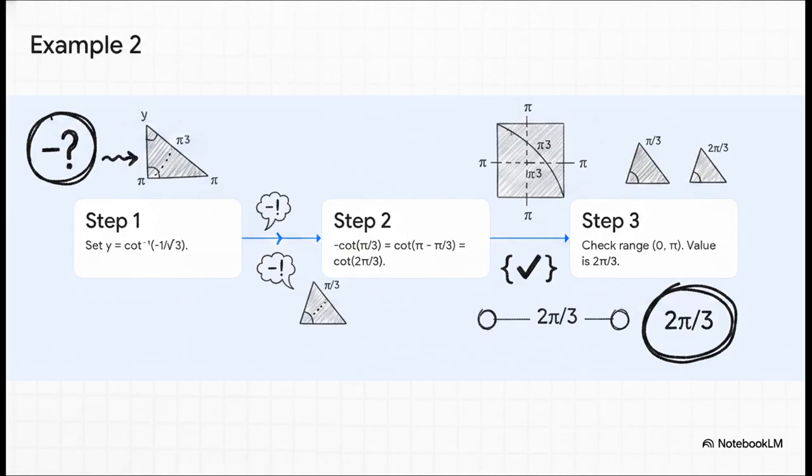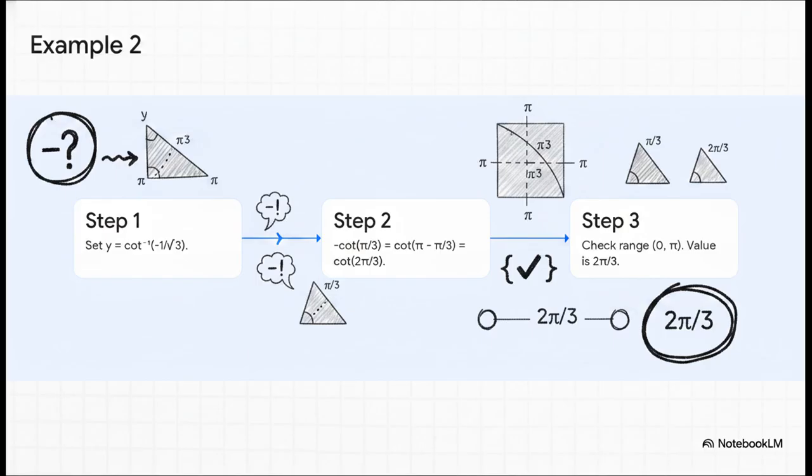Find the principal value of inverse cotangent of -1/√3. Step 1. Set y equals inverse cotangent of -1/√3. That basically means cotangent of y equals -1/√3. Step 2. We know from our basic trig that cotangent of π/3 is +1/√3. But because we need it to be negative, we have to use our quadrant rules. Negative cotangent of π/3 is the exact same as cotangent of the quantity π minus π/3, which calculates right out to cotangent of 2π/3.